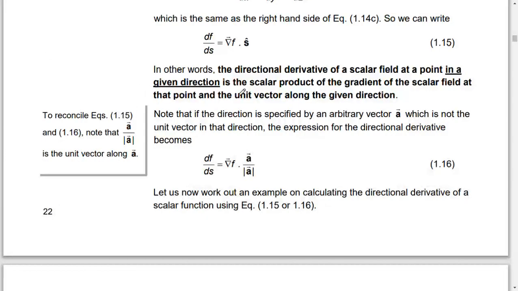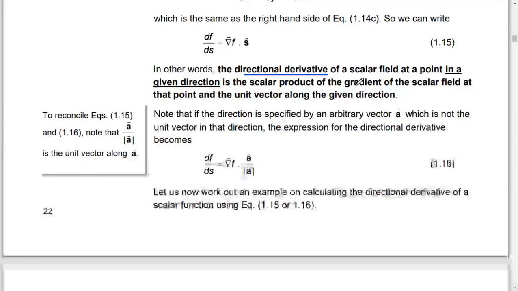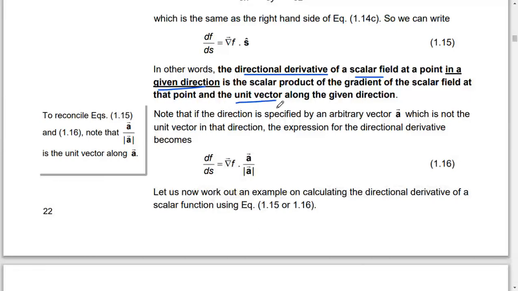In other words, the directional derivative of a scalar field at a point in a given direction is the scalar product of the gradient of the scalar field at that point and the unit vector along the given direction. Note that if the direction is specified by an arbitrary vector a, which is not the unit vector in that direction, the expression for the directional derivative becomes df by ds equal to del f dot a by mod of a. To reconcile the equations, note that a by mod of a is the unit vector along a.